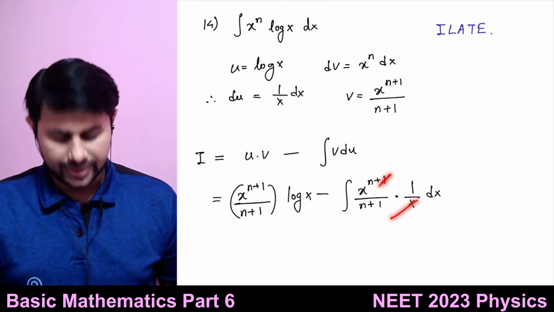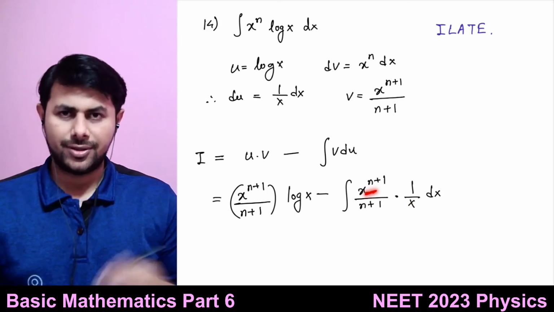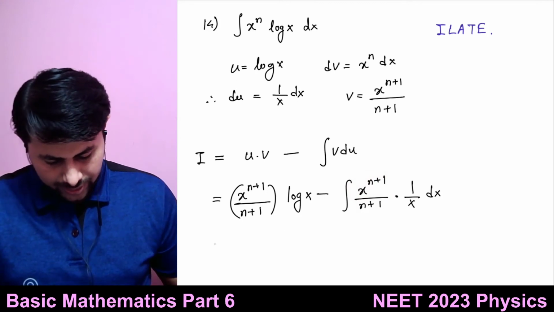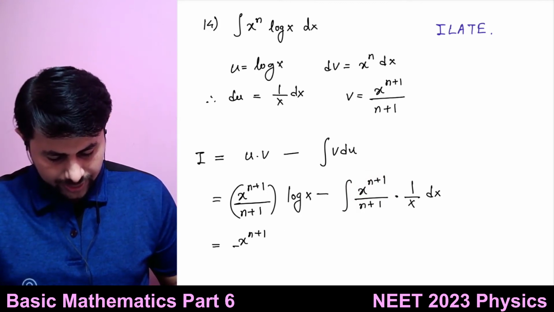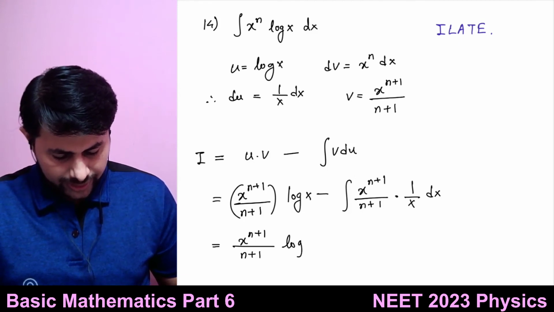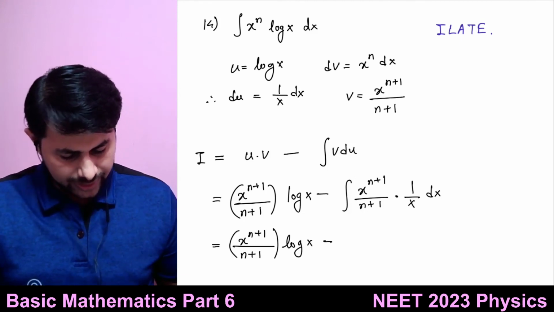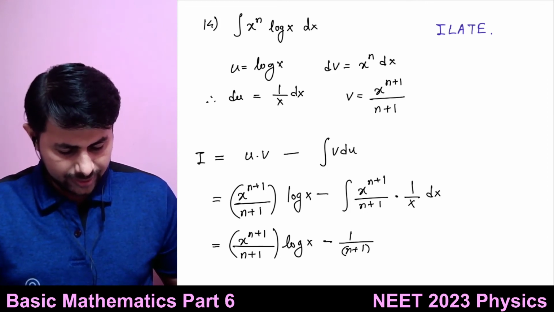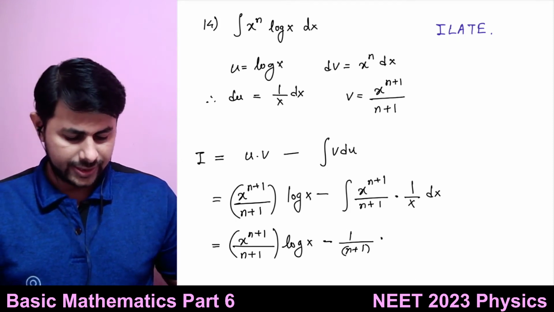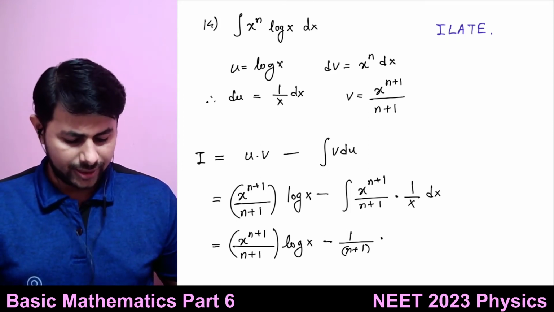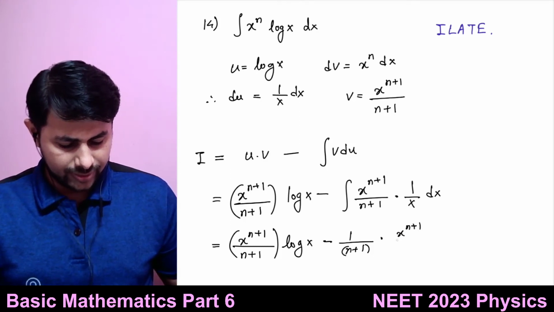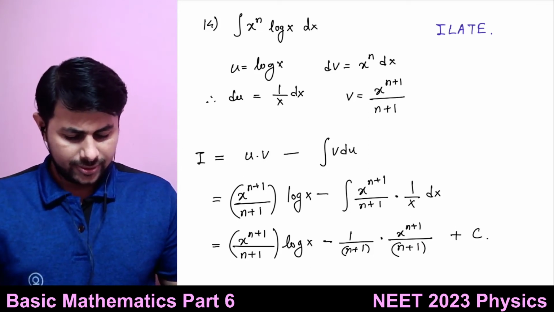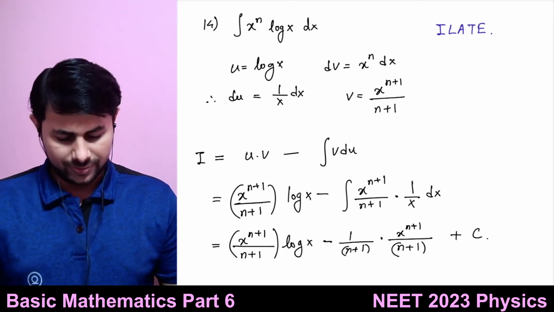This x will get cancelled with one of the x in this x raised to n plus 1, so I will be left with x raised to n. So this is equal to x raised to n plus 1 divided by n plus 1 times log x minus 1 upon n plus 1, which I can take out. Integration of x raised to n will be x raised to n plus 1 by n plus 1, plus c, right? So this is simple.